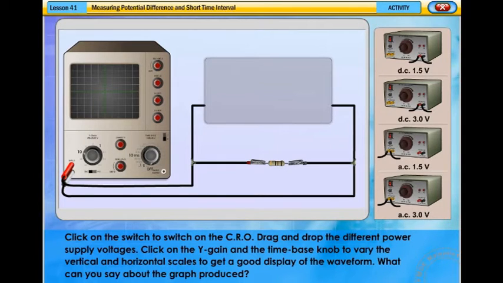Click on the switch to switch on the CRO. Drag and drop the different power supply voltages. Click on the Y gain and the time base knob to vary the vertical and horizontal scales to get a good display of the waveform. What can you say about the graph produced?